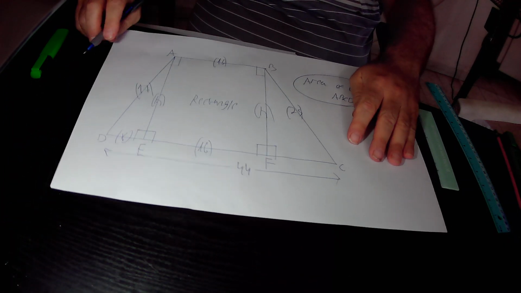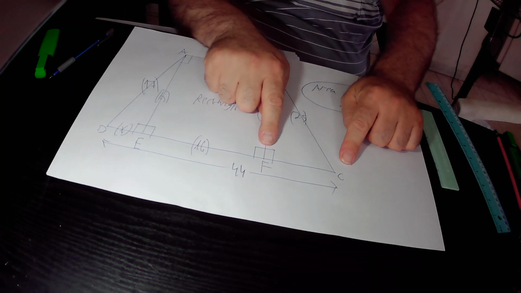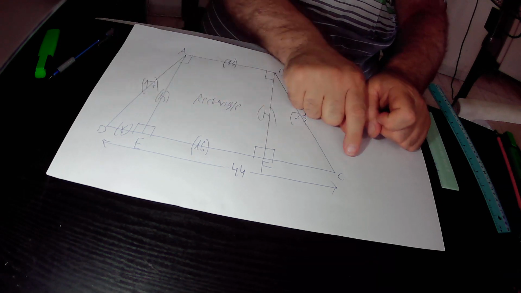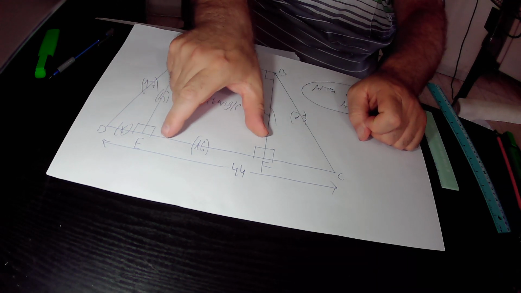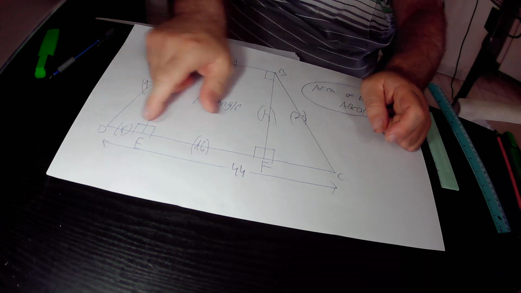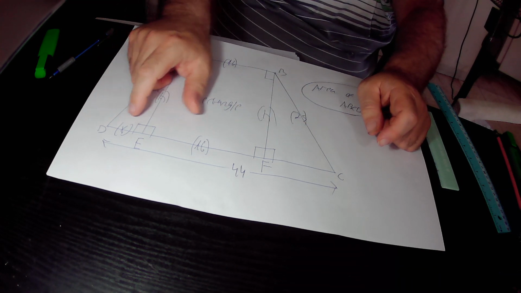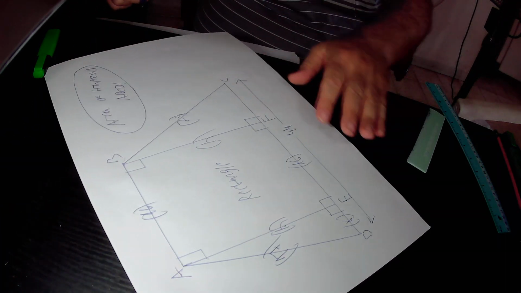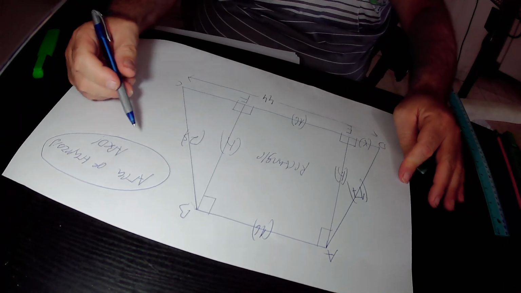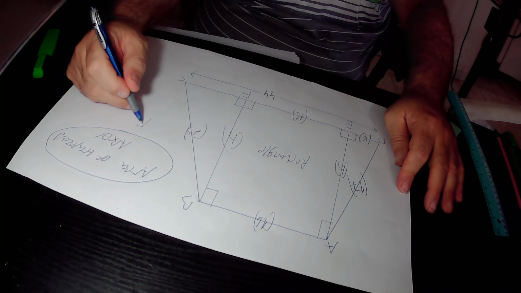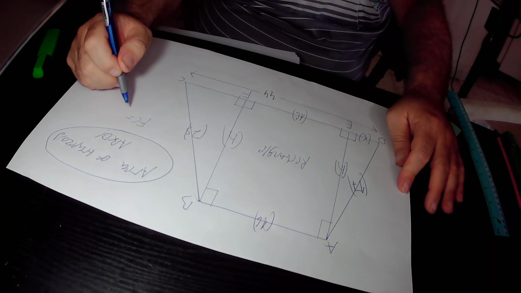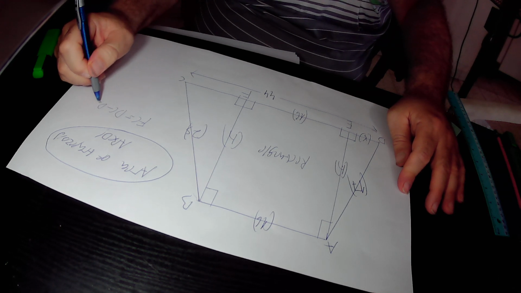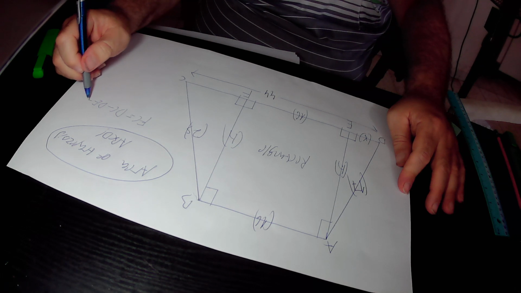What is the length of the missing side FC? From the drawing, it is very easy to see that FC in total equals DC minus DE minus EF. Again, FC equals DC minus DE minus EF. So write it down. FC equals DC minus DE minus EF.